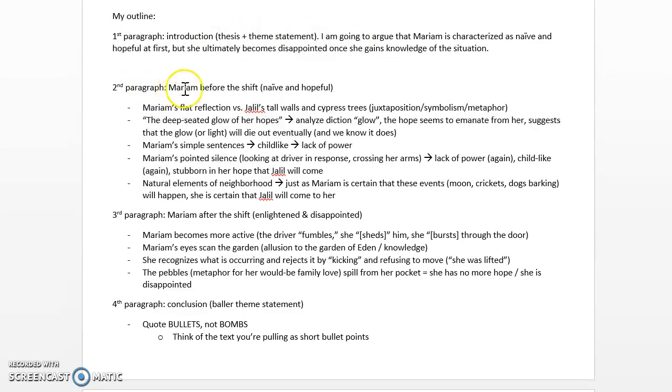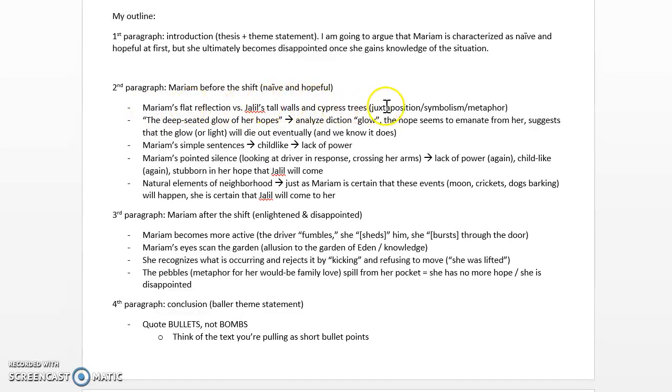My second paragraph, so my first body paragraph, is going to be about Mariam before the shift. She is naive and hopeful. I'm going to talk about her flat reflection versus Jalil's tall walls and cypress trees.